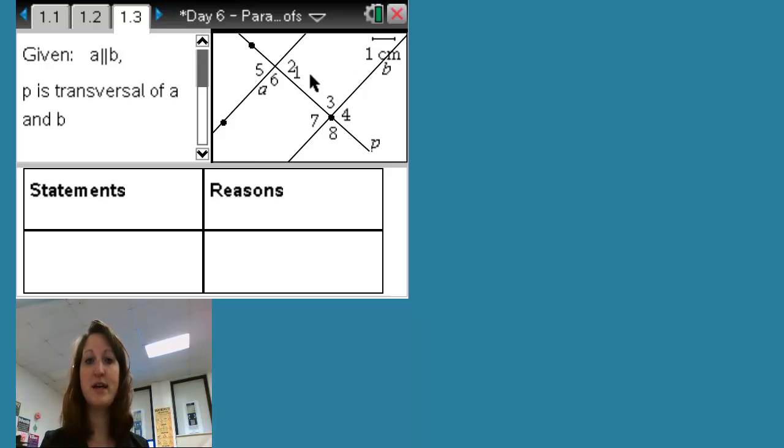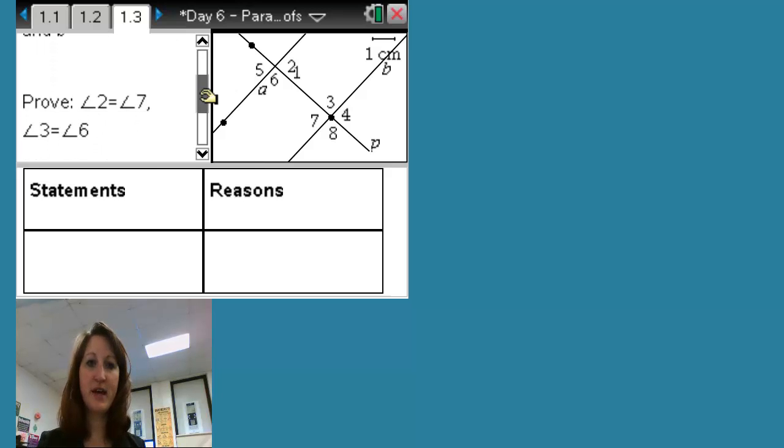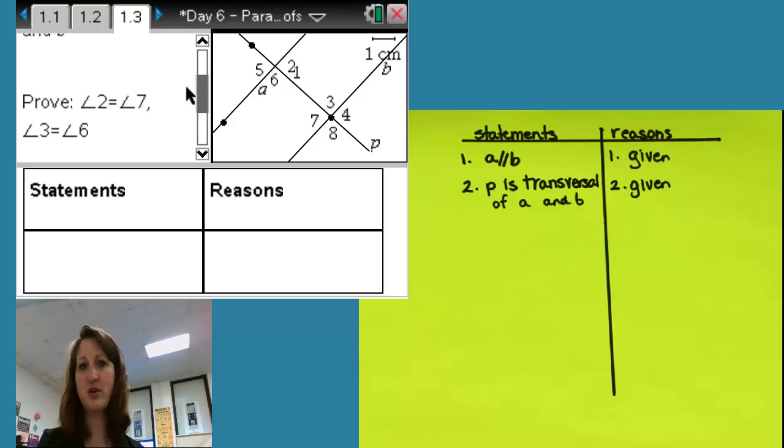So, in the picture, if I look at the angles 2 and 7, and then 3 and 6, both of those pairs are alternate interior angles. And I know that if lines are parallel, then the alternate interior angles are equal.